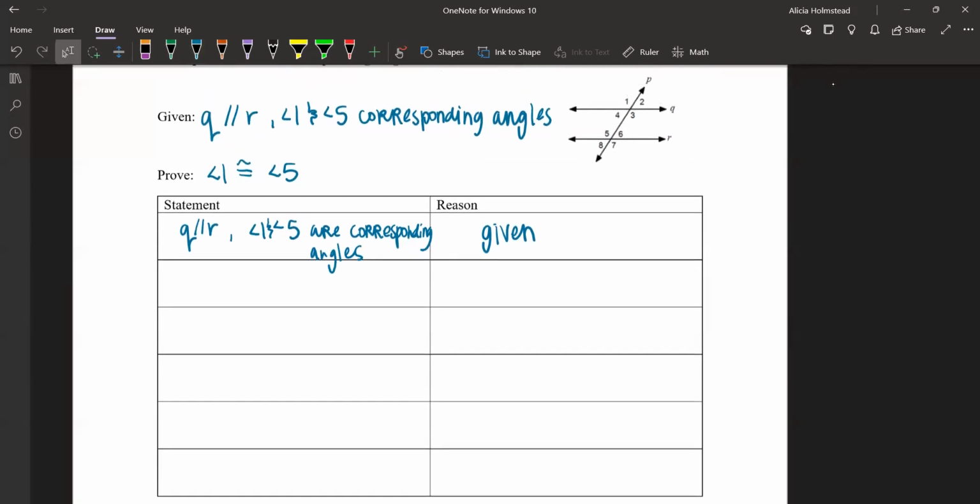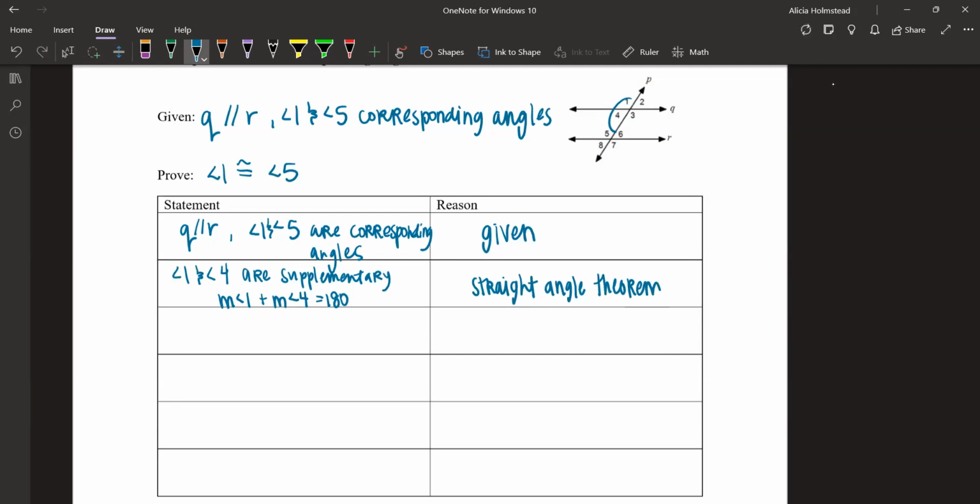Okay, then what can we do with that? Well, I guess we know that angle 1 and angle 4 are supplementary, right? Because those are on the same line. Which if they're supplementary, that means that the measure of angle 1 plus the measure of angle 4 is equal to 180. And we can do this by what's called the straight angle theorem, meaning they're on that same line.